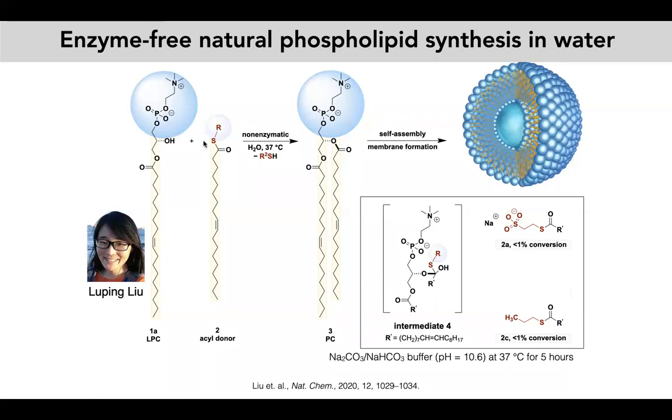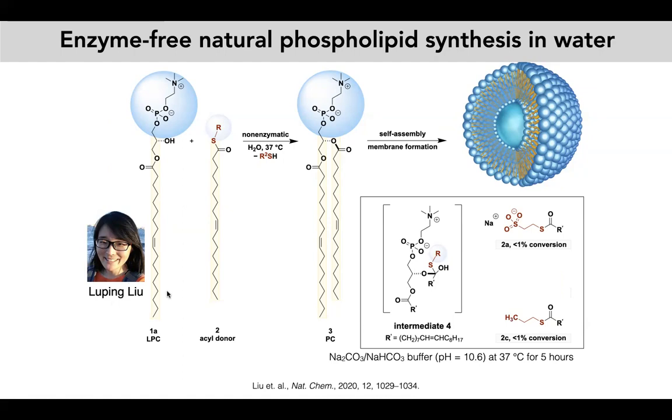And we tried some stuff after working with thioesters. We tried taking lysophospholipid and reacting it with a thioester derivative of a fatty acid like oleic acid. And if you do this with a couple of different thioesters, you get trace, if any, real conversion, no membrane formation whatsoever. And so a really talented organic chemist, Luping Liu, who actually did her PhD with Ben List, who probably recently won the Nobel Prize.